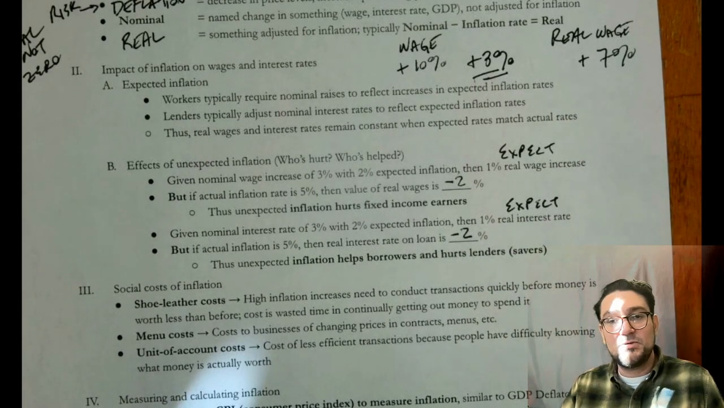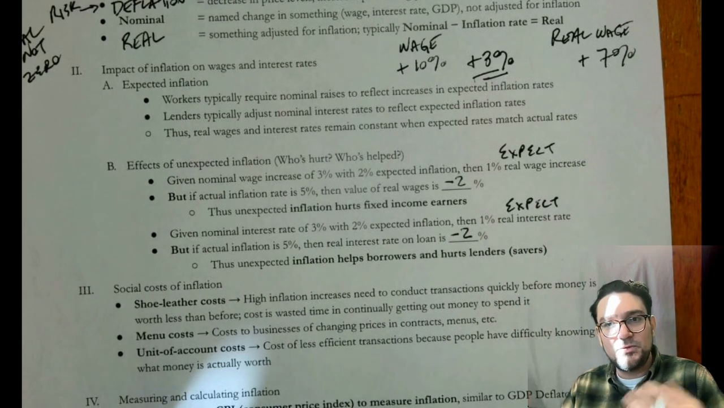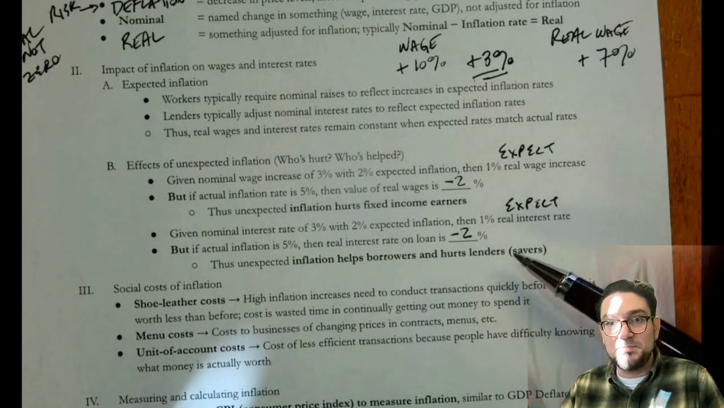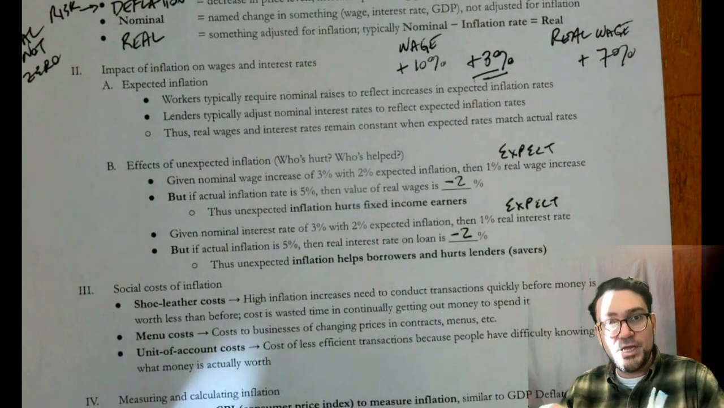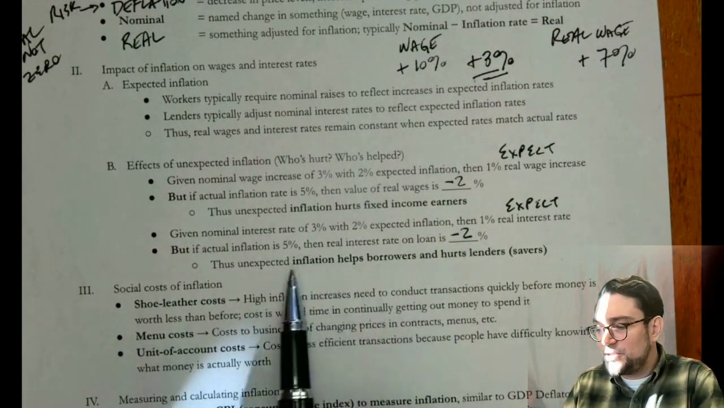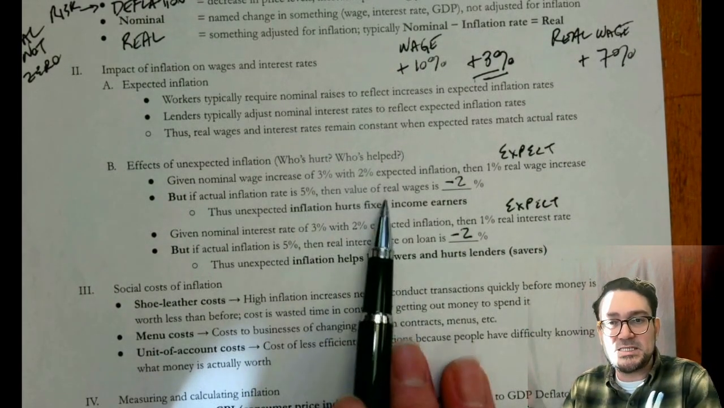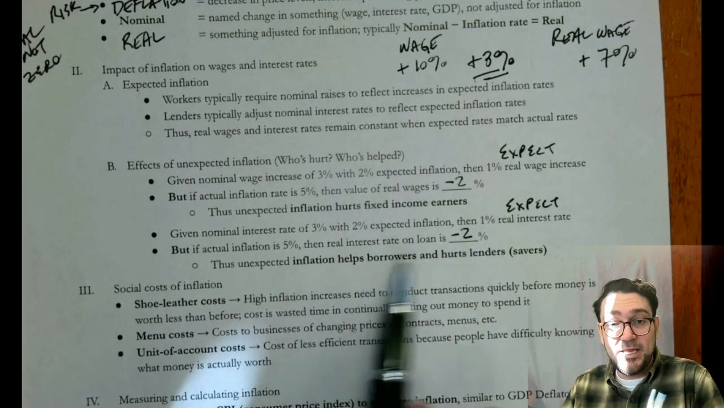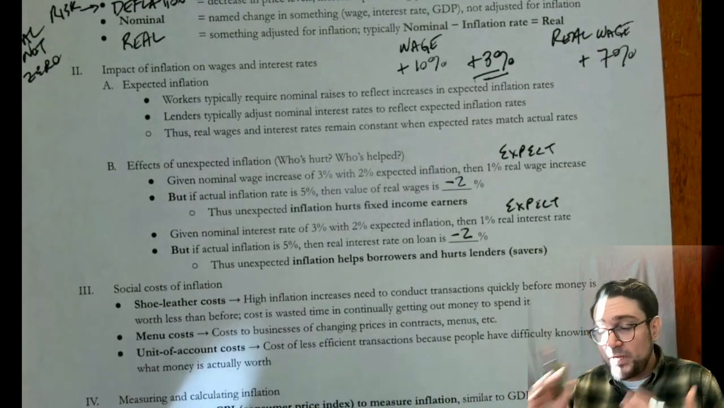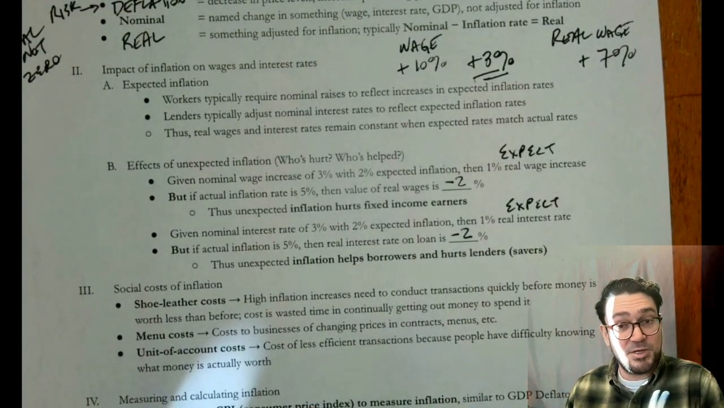And lenders, by extension, are all savers, right? A lender is somebody who has money, who saved it. And negative interest rates means that the value of their money is shrinking. So again, unexpected inflation can have some impacts in terms of people's wages and in terms of loans. And being aware of what those unexpected impacts would be is pretty valuable.